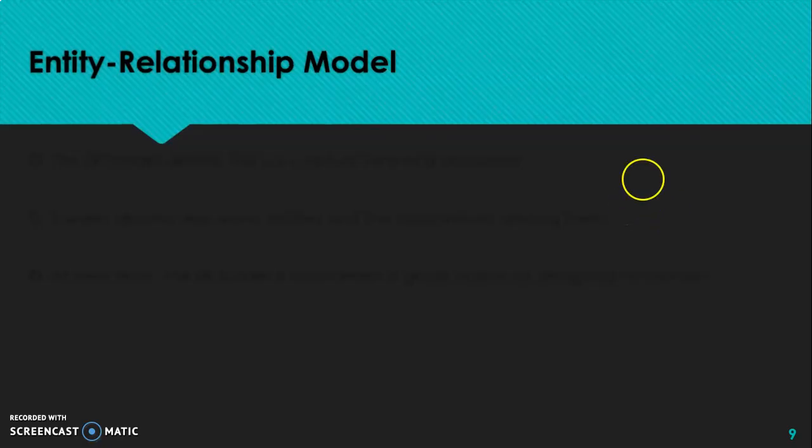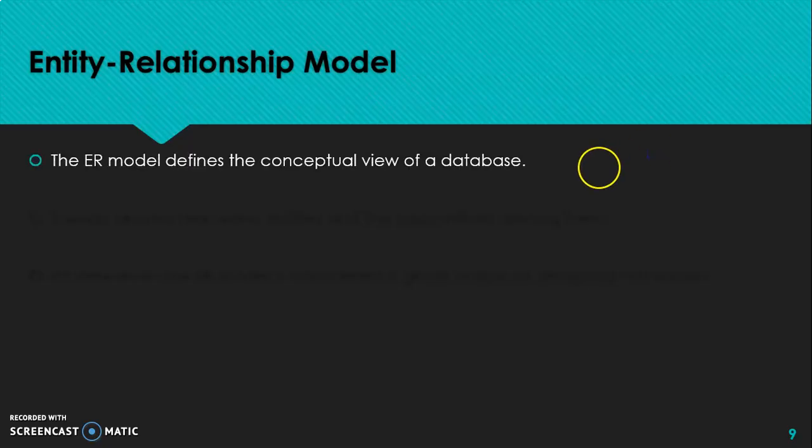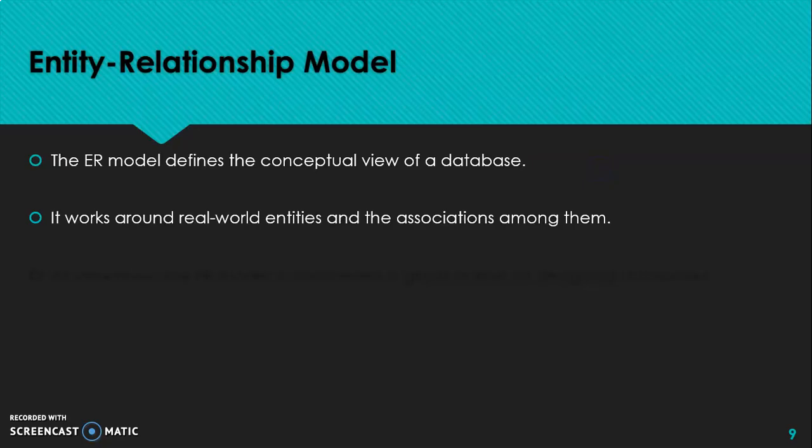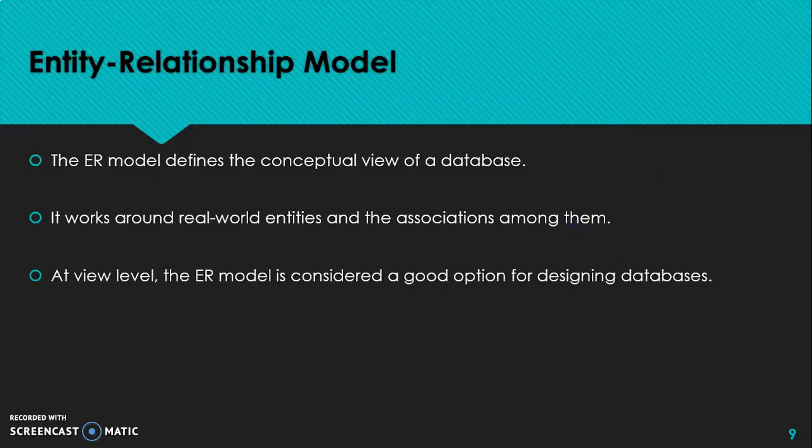Next we have an ER diagram, that is the ER model, or we can say the entity relationship model. This defines the conceptual view of the database. Generally we use this model for designing a database. It works around real world entities and the associations among them. So when we consider the entities, it looks at what real world objects are present. At the view level, the ER model is considered a good option for designing the database.